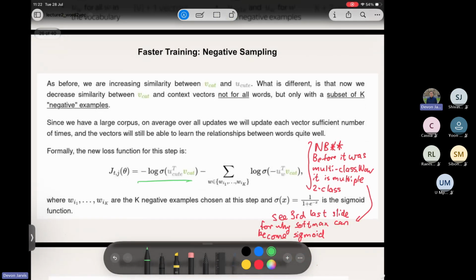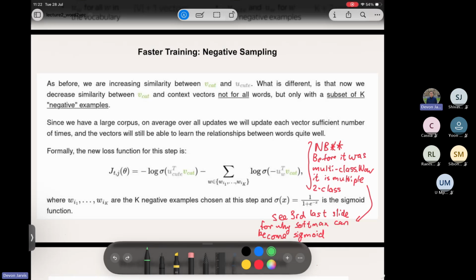It's the same exact thing, but you will notice that this part has changed a bit. And then it's this term over here. You'll notice that it now has a sigmoid in it. In this case, the w_i through k are the k negative examples chosen at this step, and this sigmoid here is obviously the sigmoid function. So why have we switched to a sigmoid function, and what's actually going on here?